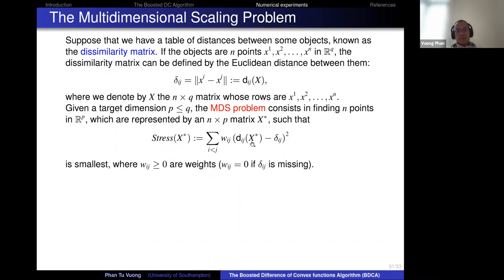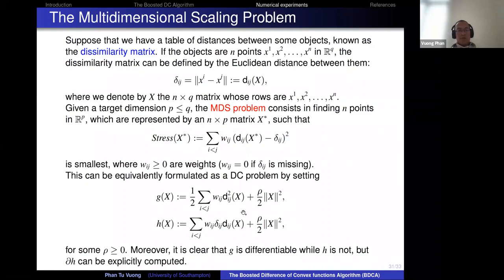And here's the dissimilarity matrix in the target dimension. And here's the real data, delta Hij. And this problem can be reformulated again as DC programming. Moreover, we can check that C is smooth and X is non-smooth. But just to mention that the subdifferential of C can be computed easily.